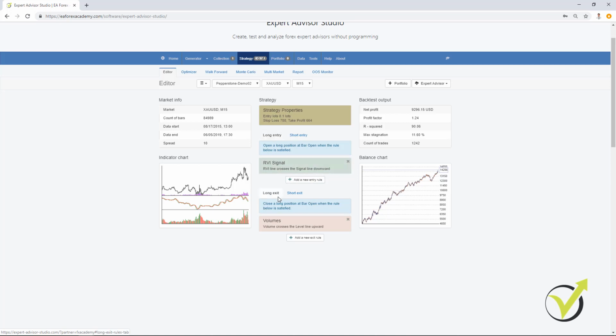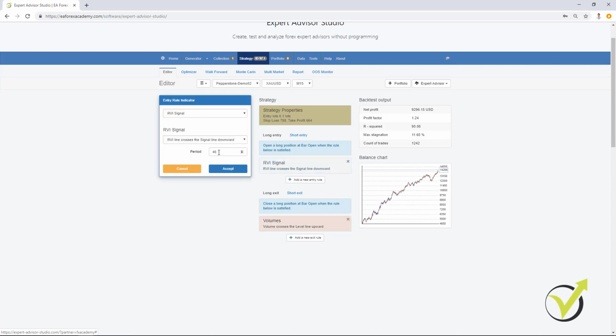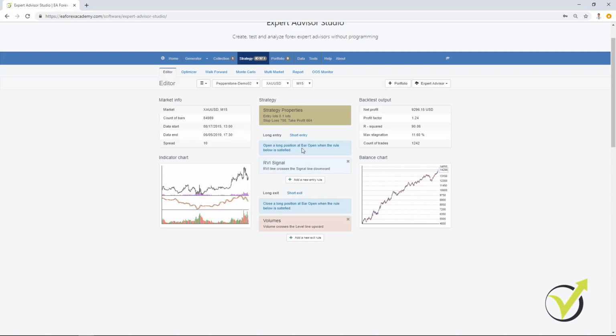And to exit the long trade, or to exit the buy positions, we have volumes. Volume crosses the level line upward. This is the exit condition. Okay, so for the RVI we have period of 46, and for volumes we have level of 11,912. So these are the parameters for the initial expert advisors.